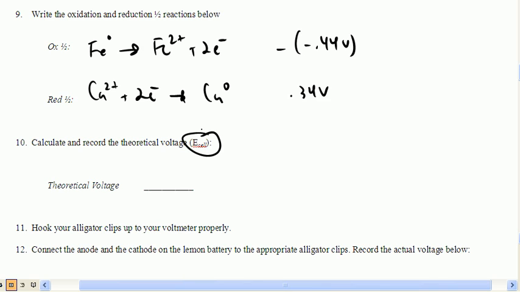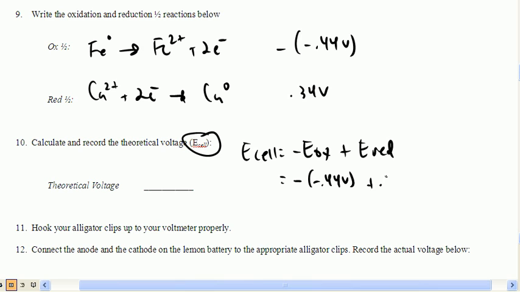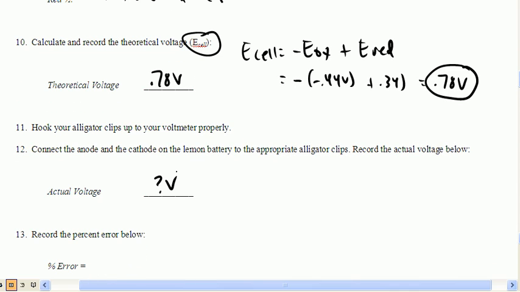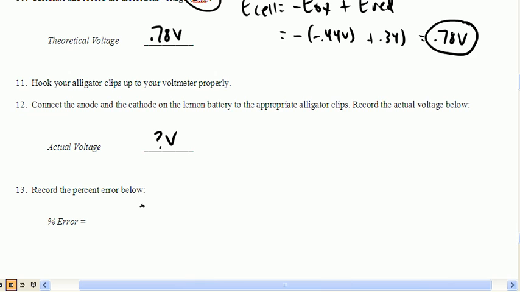Calculate and record the theoretical voltage. So E cell equals negative E ox plus E reduced. That's going to be negative 0.4, plus 0.34, so that's going to be 0.78 volts. You're going to hook it up, and you're going to get some actual voltage, and you're going to calculate your percent error.